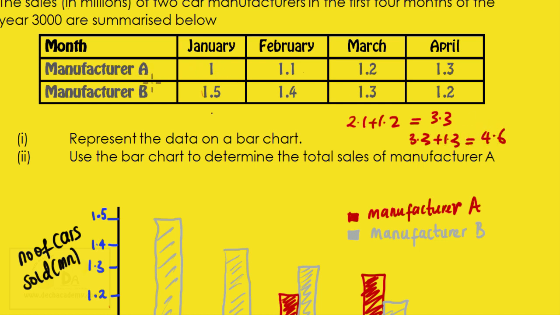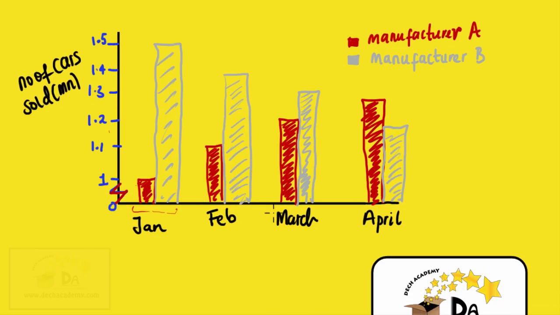Now what I did was just use the table. Sometimes you could just be given the bar chart, along with a description of the scenario. We already know what the scenario is. This is just representing the number of cars sold, in millions, by 2 different manufacturers in certain months of the year.